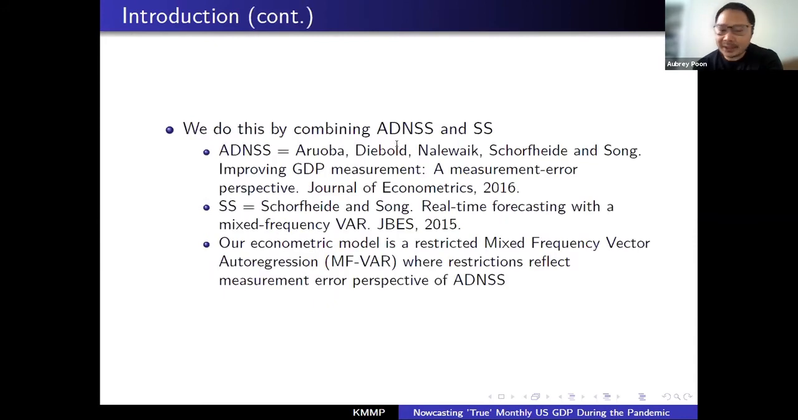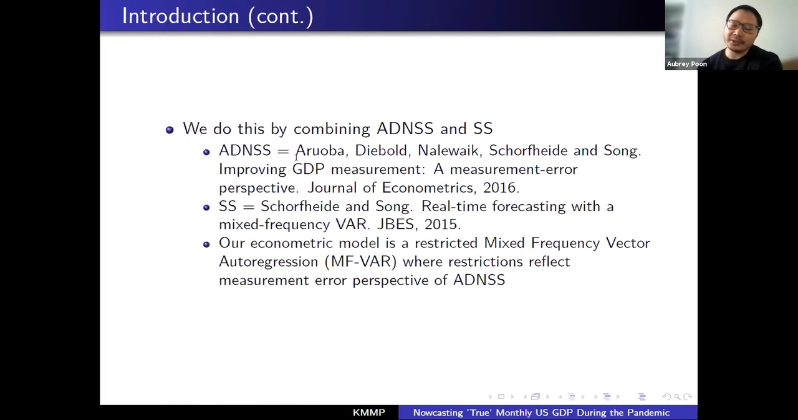In terms of methodology, we're combining two approaches. The first approach is the ADNS, the Aruoba et al. Journal of Econometrics paper, where they proposed a dynamic factor model that reconciles the two GDP measures and allows them to produce a quarterly true GDP estimate.